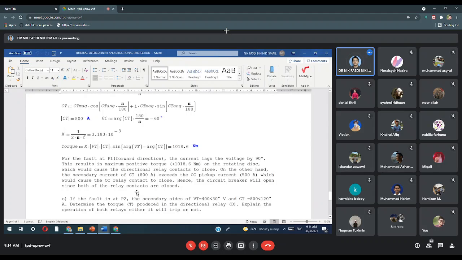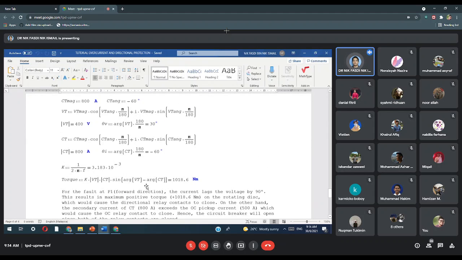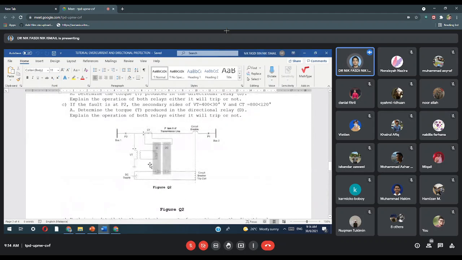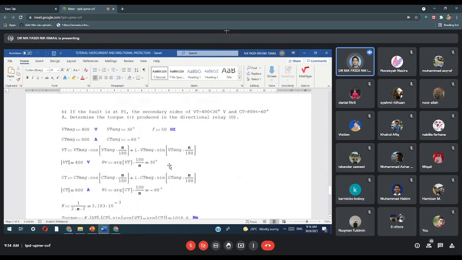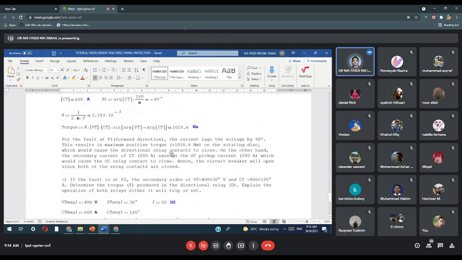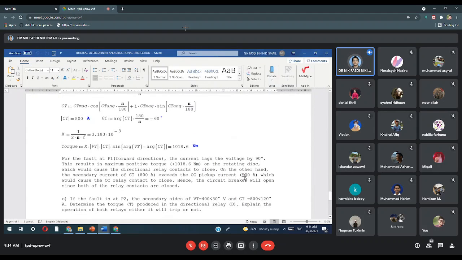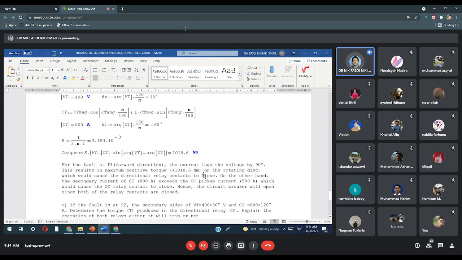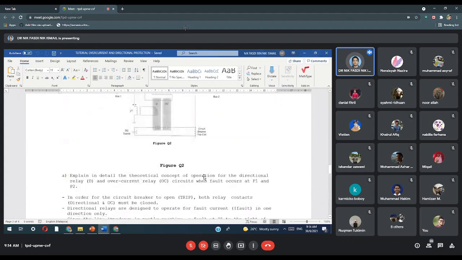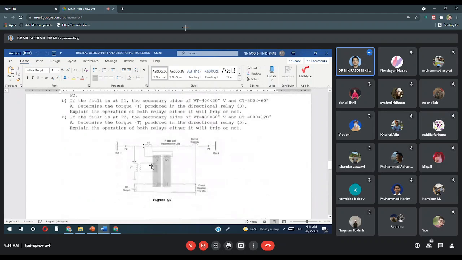So ingatlah, untuk question overcurrent relay ni, you kena always relate with directional and overcurrent. Okay, directional in this case, question ni dicerita tentang torque produced because positive torque. Maximum positive torque produced because the forward direction. The other one, you have to mention what happened to the overcurrent relay. So overcurrent relay is, dalam soalan ni kan, dia bagi tahu dah.